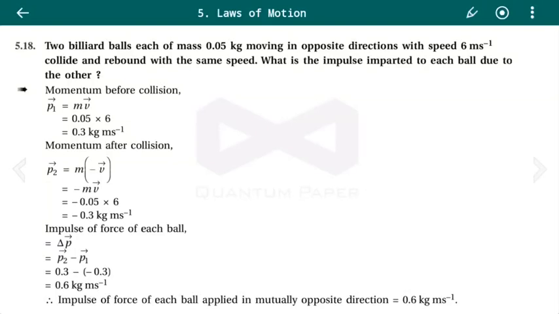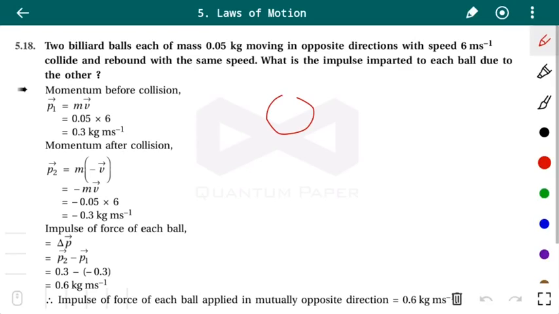In this video we are going to solve some of the numericals of the textbook exercise of chapter 5, Laws of Motion. Numerical number 18. Two billiard balls each of mass 0.05 kg moving in opposite directions with speed 6 meter per second collide and rebound with the same speed.